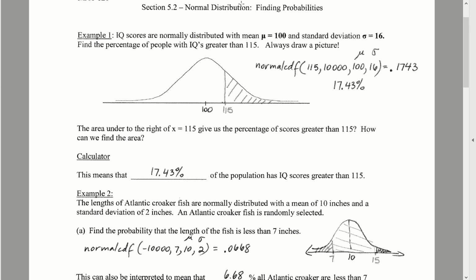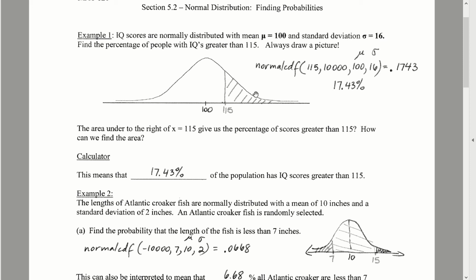Let's take a look at example 1. In this setup, they tell us that IQs are normally distributed with a mean of 100 and a standard deviation of 16. They ask us to find the percentage of people with IQs greater than 115. Especially in problems like this, whenever you see them describe the information to you, it's a good idea somewhere off to the side to highlight that information. What is the mean? What is the standard deviation? For this problem, the mean is 100, standard deviation is 16, and as we preached in that last section, try to draw the shape of that normal distribution.